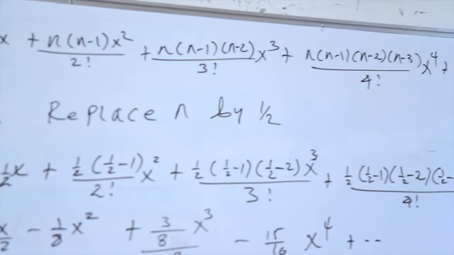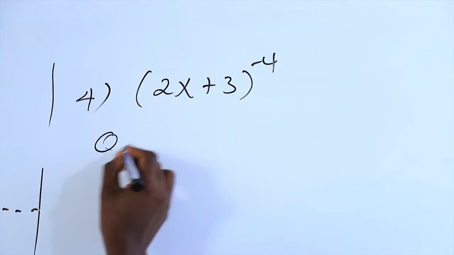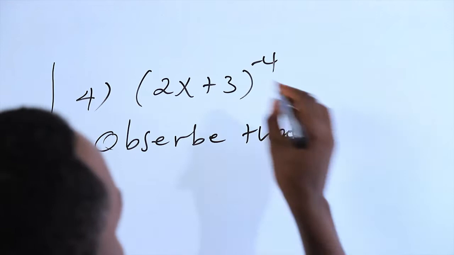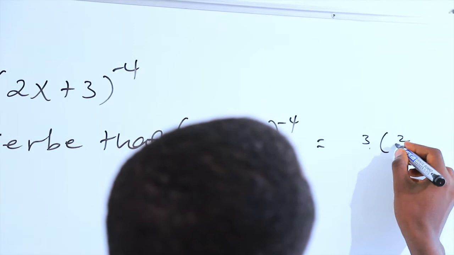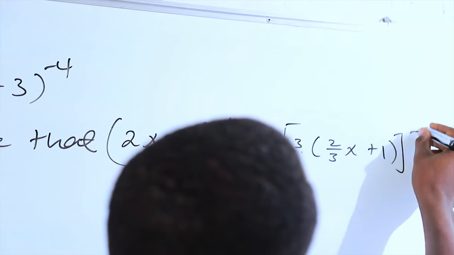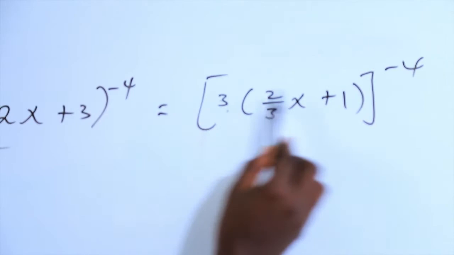Now for part 4, to expand this, first we must simplify, or observe that twice of x plus 3 to the power of minus 4 is simply equal to 3 into 2 over 3 x plus 1, the whole part to the power of minus 4. Because with this expression, 3 times 2 over 3x, the 3 by 3 is cancelled out, simply 2x, plus 3 times 1, which is 3. So this expression and this expression are completely the same.